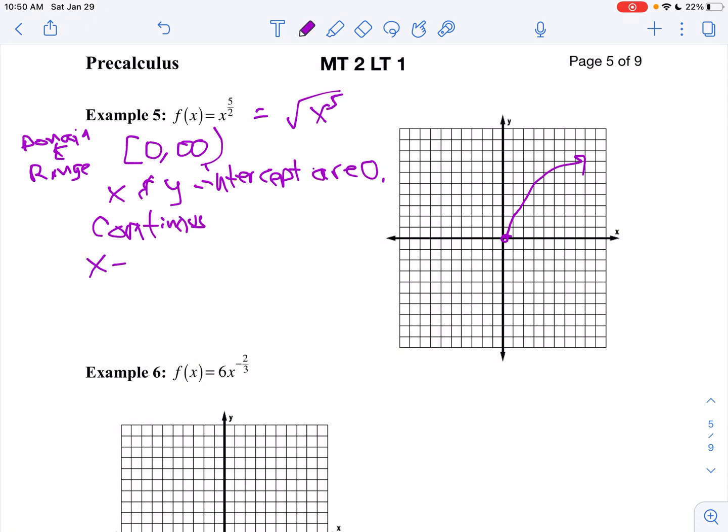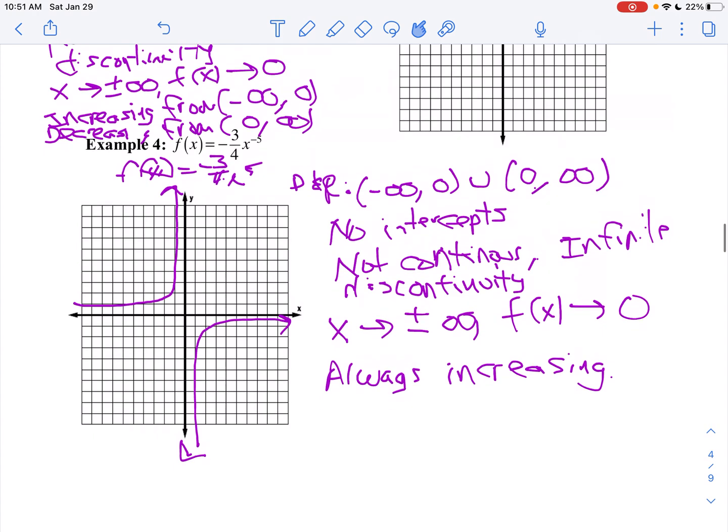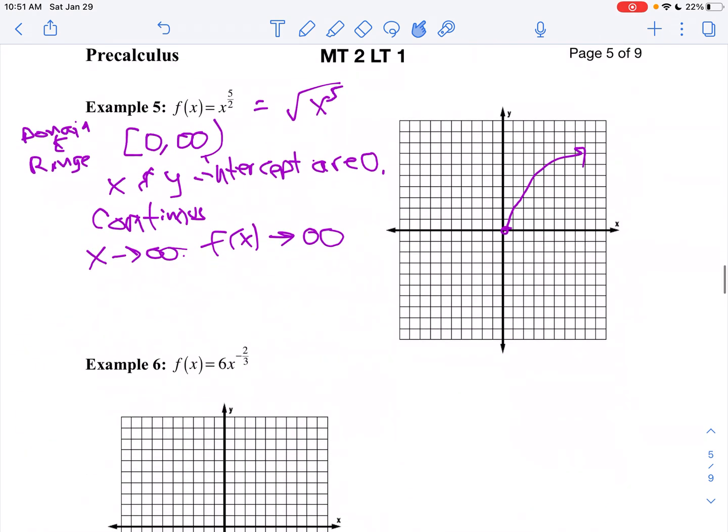As x approaches positive infinity, f of x approaches positive infinity. It doesn't approach negative infinity, because it's not defined, so we don't have to worry about that. And we see here, it's always increasing. See if you can do the next one, and then check that on the next video.